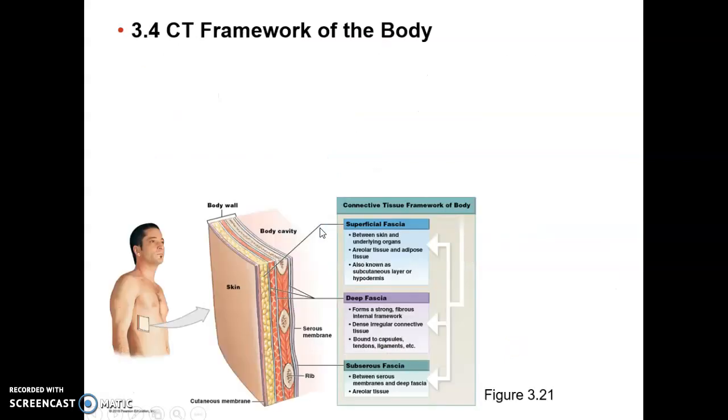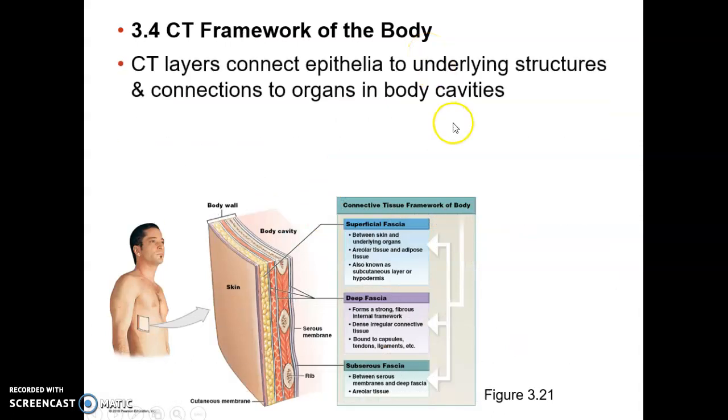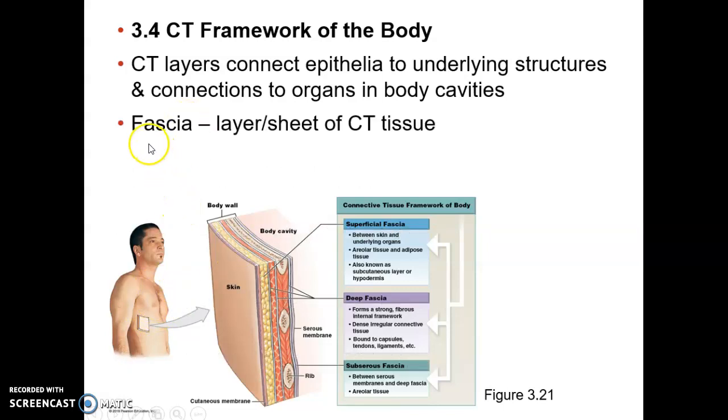Okay, connective tissue framework of the body. So connective tissue layers connect epithelia and bind them together to underlying deeper structures and provide connections to organs within the body cavities. Think of the peritoneum, which holds the visceral organs of the abdomen in place, or the pleurae, or the pericardium, that houses and holds the lungs and the heart. So a fascia is a layer or a sheet of connective tissue.